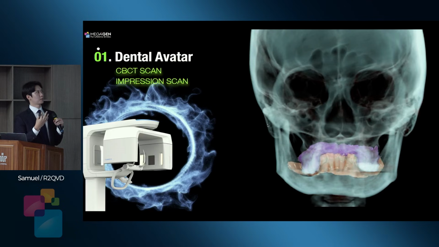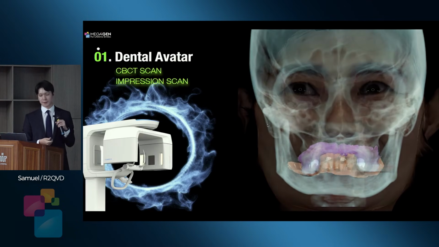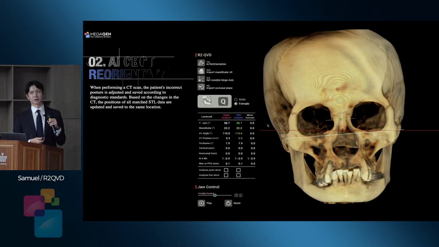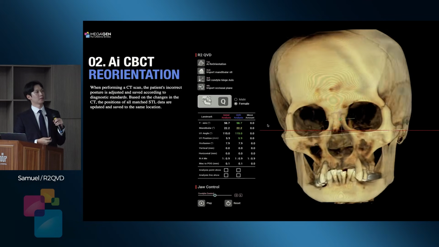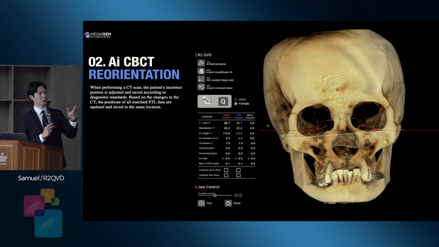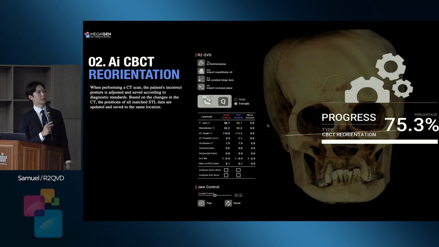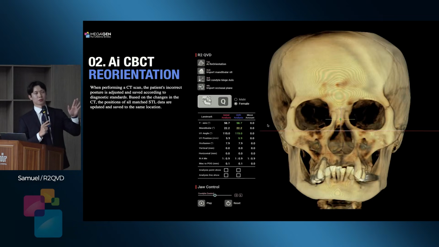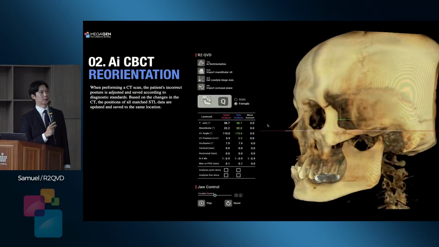So using it to make a dental avatar, then AI reorientation. Yes, it's the same. Yeah, you see the CBCT position is somewhat wrong. AI can automatically adjust to the correct head posture like this.